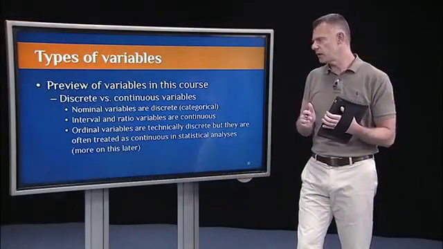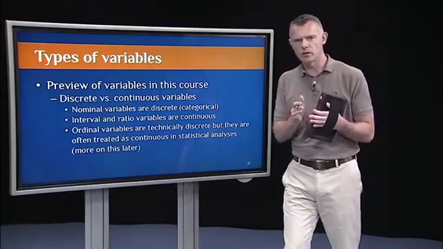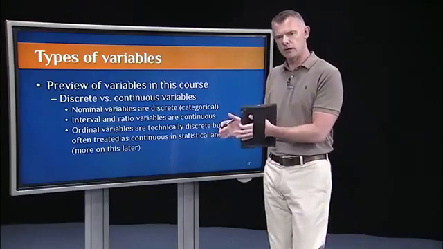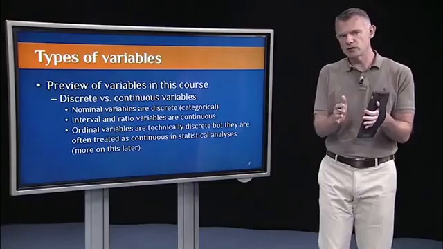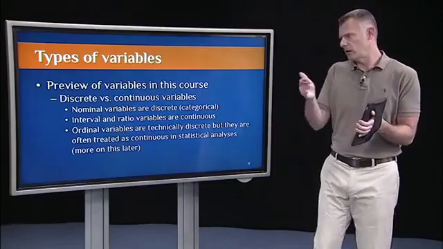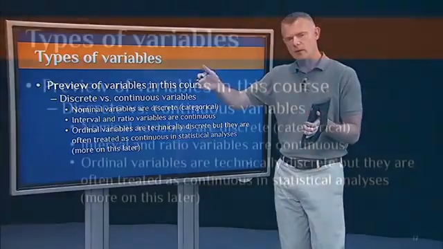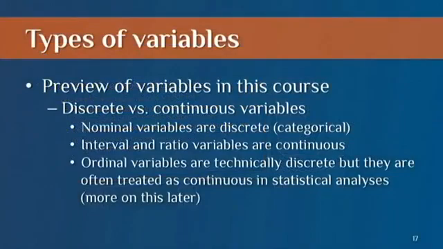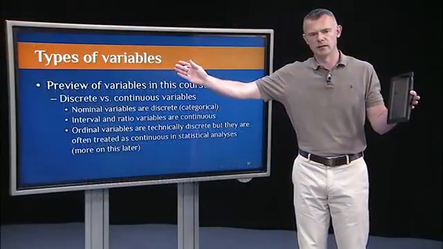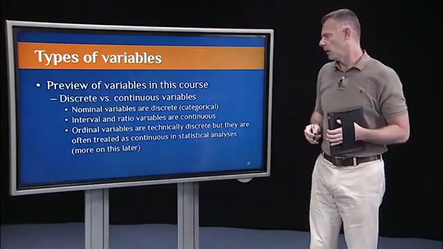And finally, it's important to keep track of whether your variables are discrete or continuous. What I mean by discrete variables are, examples are like the nominal variables. There's discrete categories, separate categories. Whereas continuous variables are like the interval and the ratio type, where there's just a continuum. So we have this scale on, say, an intelligence test, and it's just a continuum.